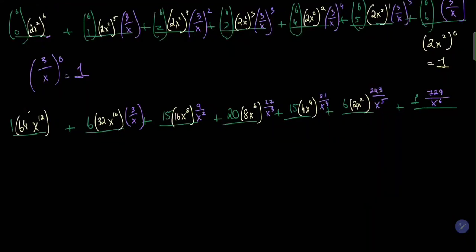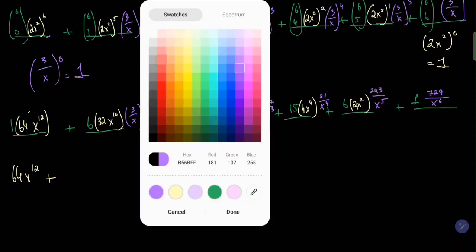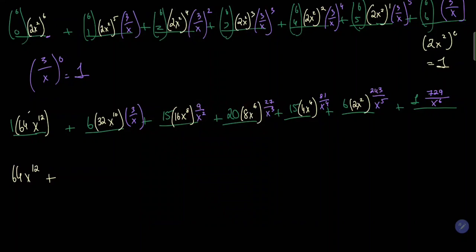Okay, so you're going to take a look then at each section and see what you can simplify down. So the first one is just going to stay as 64x to the power of 12 plus. Then you're going to look at the x's and see if anything can cancel.